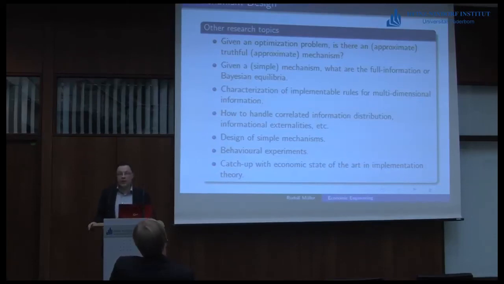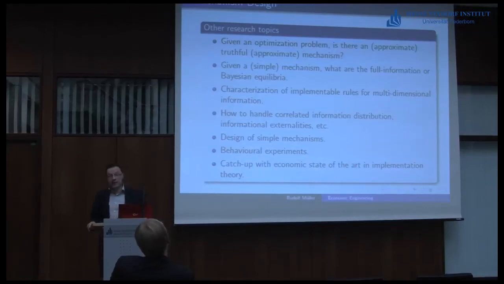There are examples where you cannot optimize, independent of computational complexity. You cannot get the total social welfare, the optimum, if you have to incentivize the agents to tell the truth, whatever payments you use. So the question is, is there an approximate truthful mechanism? How well can you approximate if you require truthfulness?